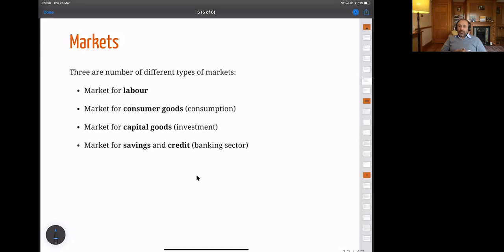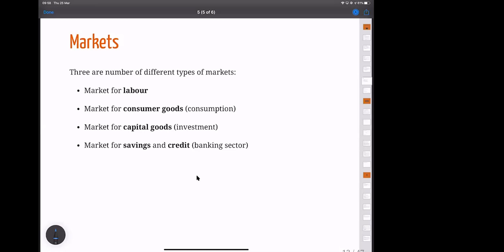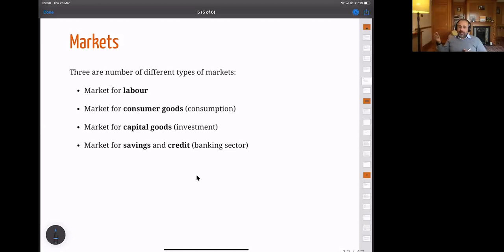So the key thing to remember is that if you have an information problem, or if you have a public goods problem, then the markets don't work. But transaction cost is not a problem with the efficiency.